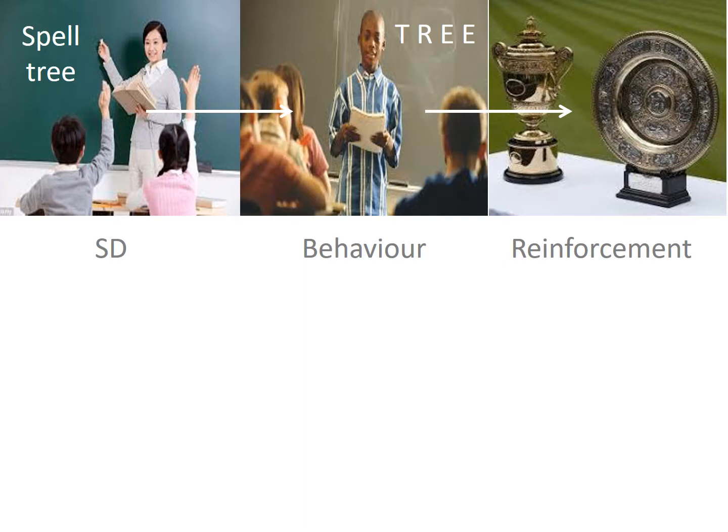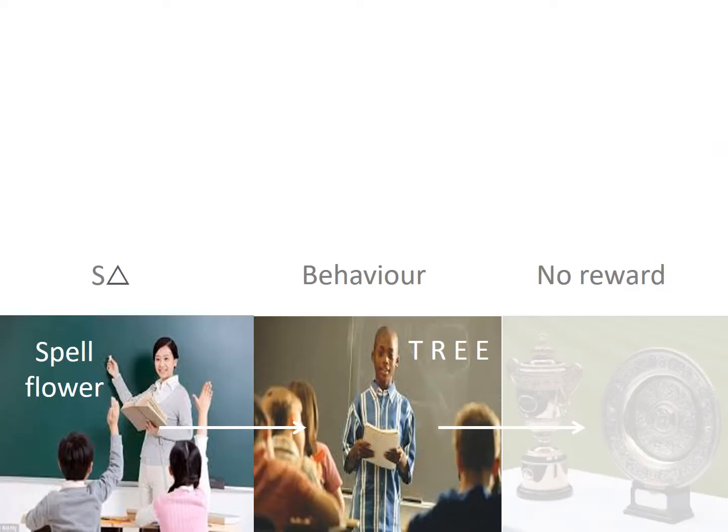Whereas the SD or discriminative stimulus is the question, please spell the word tree, because the behaviour Tree will be rewarded or reinforced in this circumstance. Whereas the S delta is the question, please spell some other word like flower, because the behaviour Tree will not be rewarded or reinforced in this circumstance. And this example shows how teaching many skills, such as spelling, is actually similar to the discrimination training observed in pigeons, in which the answers are reinforced only when the students follow the right questions.